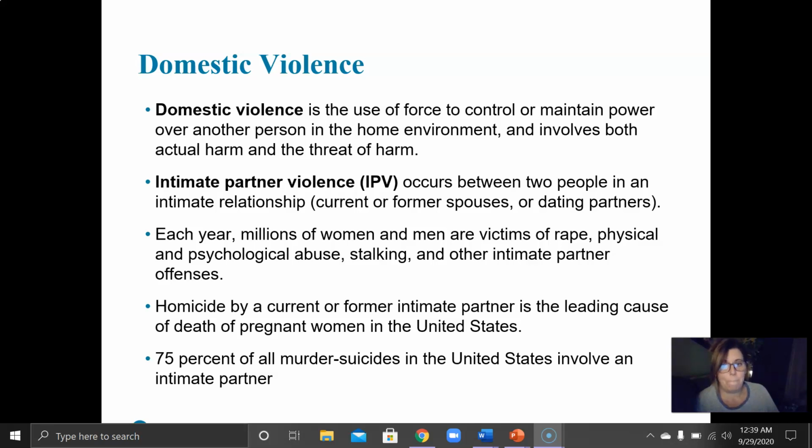Each year, millions of women and men are victims of rape, physical and psychological abuse, stalking, and other intimate partner offenses. Homicide by a current or former intimate partner is the leading cause of death of pregnant women in the United States. And 75% of all murder-suicides in the U.S. involve an intimate partner. 75%.